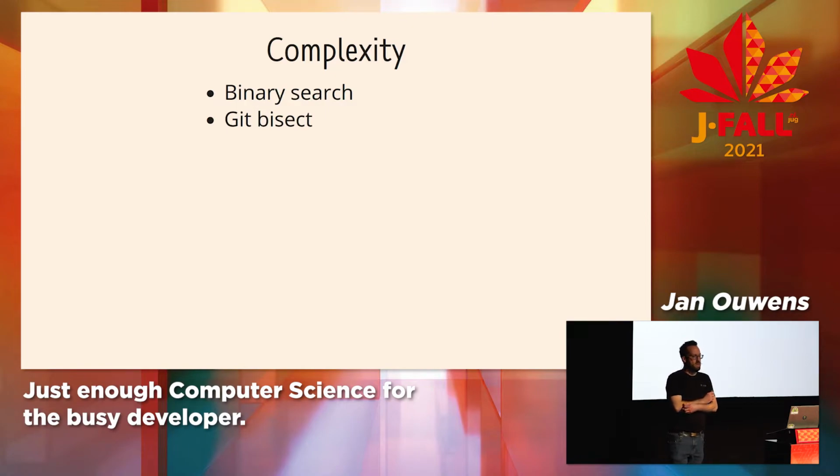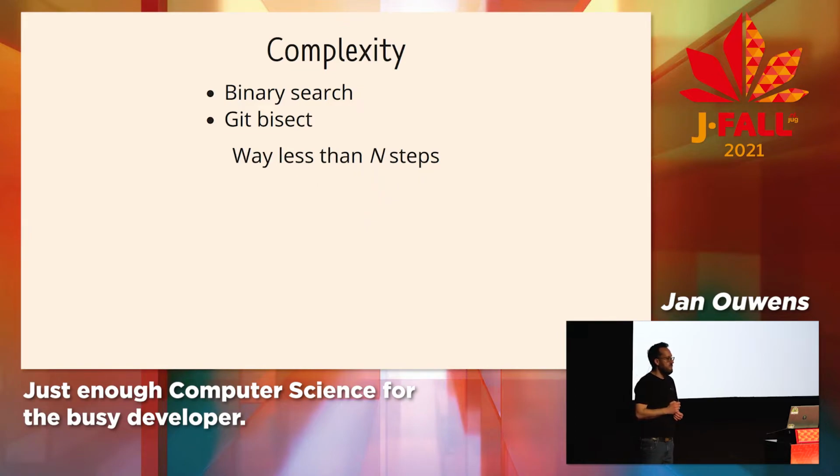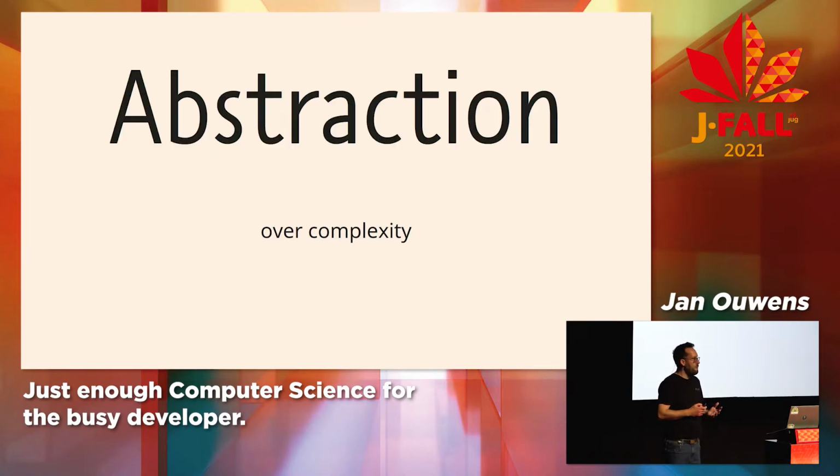Then there are things like a binary search, or if you use Git, maybe you're familiar with Git bisect. That has log2 n steps. What the hell does that mean? Let's just say it means this, right? That's all you need to know. So this complexity is interesting, but on its own, it's not very useful. So let's go one level of abstraction higher.